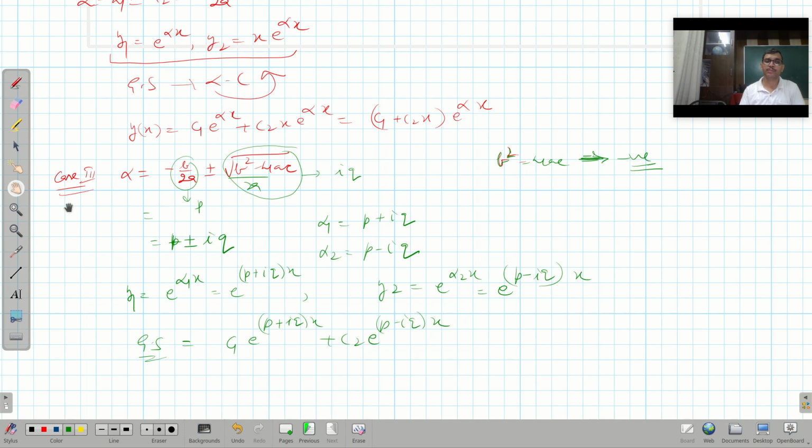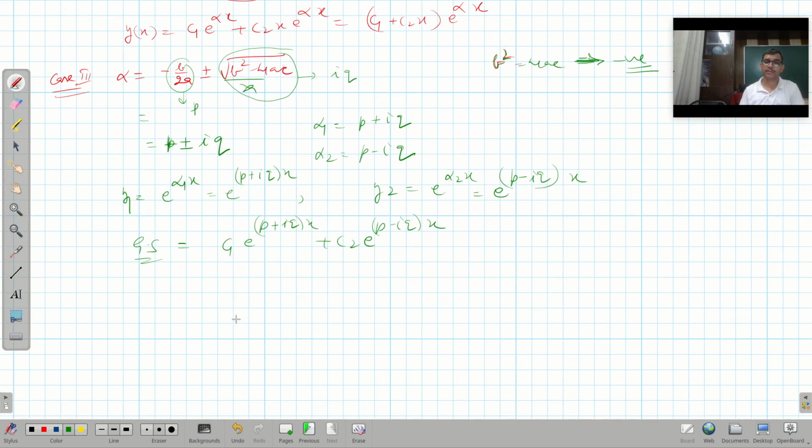So let me try to simplify this. So it is c1 e raised to power p x times e raised to power plus iota q x, plus c2 e raised to power p x times e raised to power minus iota q x. So this part is common, so it can be written as c1 e raised to power iota q x plus c2 e raised to power minus iota q x, and it is multiplied by e raised to power p x.